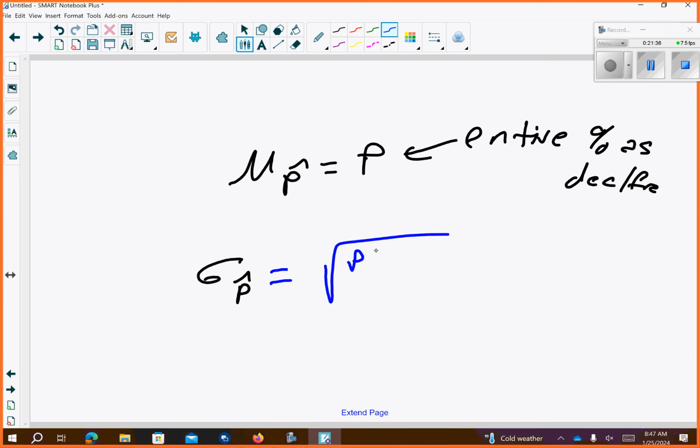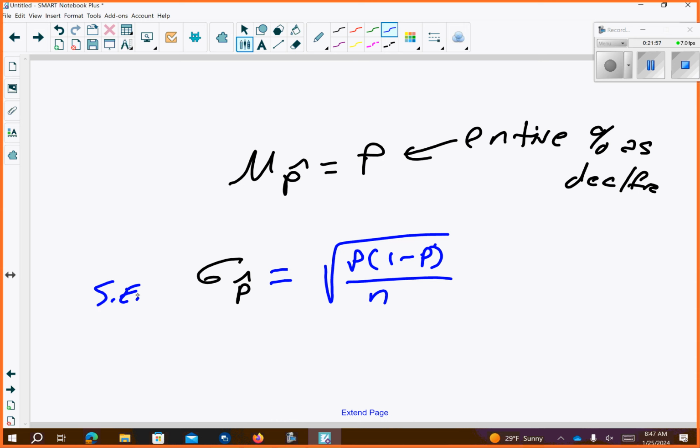It's going to be p times 1 minus p, over n. Do what I do? Good, I'm just going over this, making sure we know our process. All right, this is now how we're going to find our new standard error.